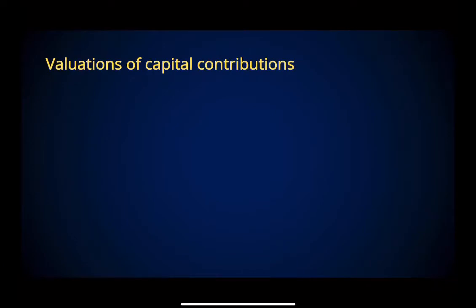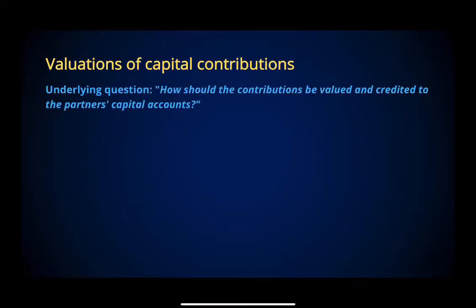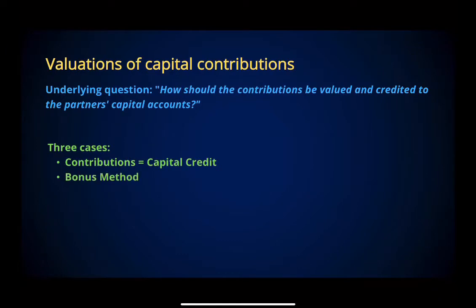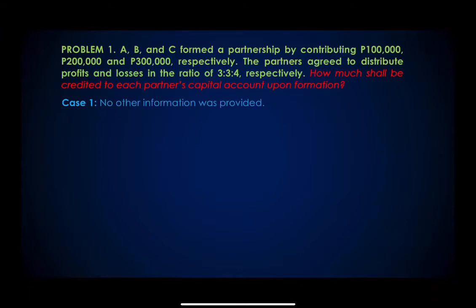The underlying question in partnership formation is how do we record the capital contributions of the partners? The following three cases will be explained through illustrations. Okay, so first problem, A, B, and C form a partnership by contributing 100,000, 200,000, 300,000 respectively. The partners agreed to distribute profits and losses in the ratio of 3:3:4 respectively. Question, how much shall be credited to each partner's capital account upon formation?